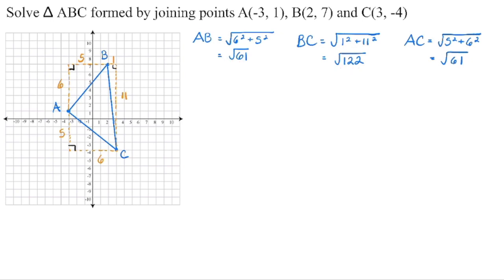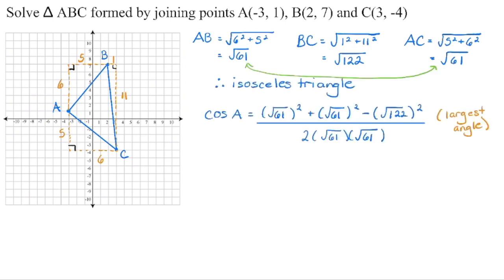Because AB is the same length as AC, that tells me that we have an isosceles triangle, so I know those two angles are going to be the same measure as well. We now have the measures of the lengths of all three sides. In order to get the angles, I can see that this is the longest side, so I'm going to begin with that largest angle opposite from it, which is angle A.